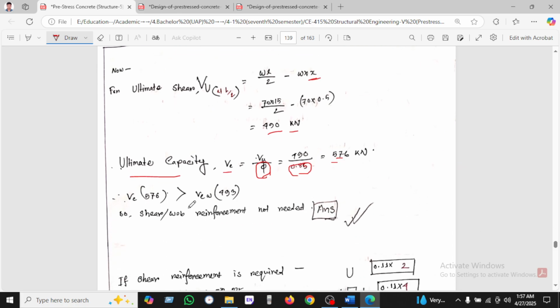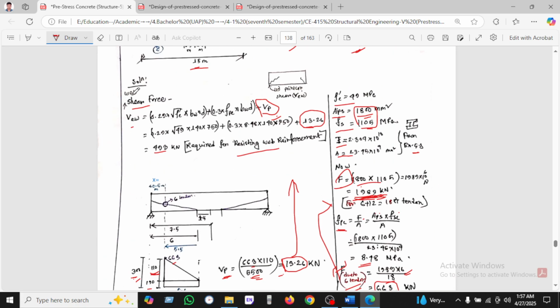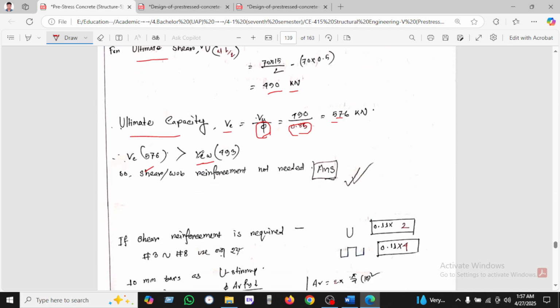So we can see the ultimate capacity is greater than the web shear reinforcement. We can say the ultimate capacity is crossing the limit of the web reinforcement, which we found previously as the web shear force, 493. So we can conclude that the web reinforcement is not needed.